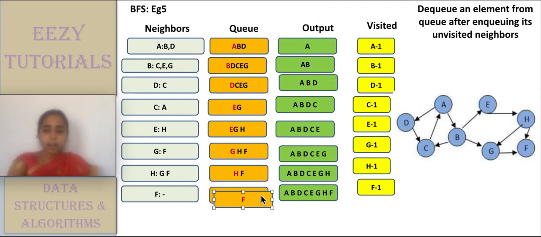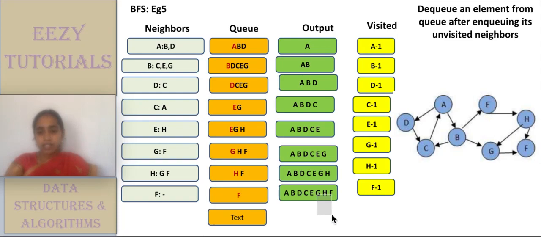Now I have an empty queue. If I have an empty queue, I can stop the process, and this is my final output. So my final output is A, B, D, C, E, G, H and F.